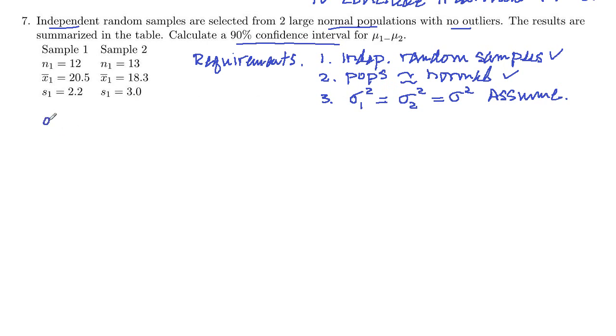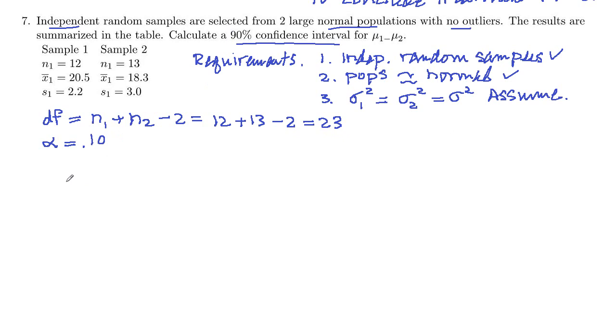So first of all, we want to list our degrees of freedom here for the test, which is going to be n1 plus n2, I'm sorry, subtract 2. So 12 plus 13 minus 2, which is 23. And then our alpha here is equal to 0.10 because 90% confidence, so that's 10% left over.